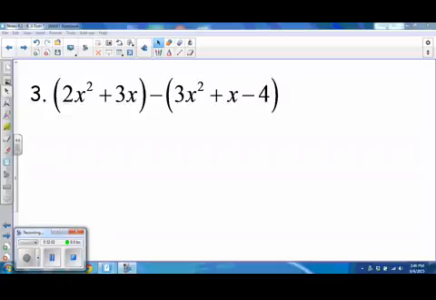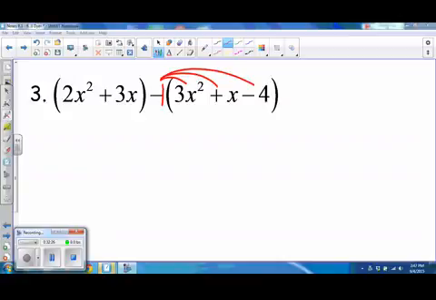It changes the sign of every term. Does anybody know why? It's like it's negative 1 plus 1. Very good. It's like there's a negative 1 right there. It's like distributing a negative 1. That is why it changes the signs of everything in that polynomial after it.